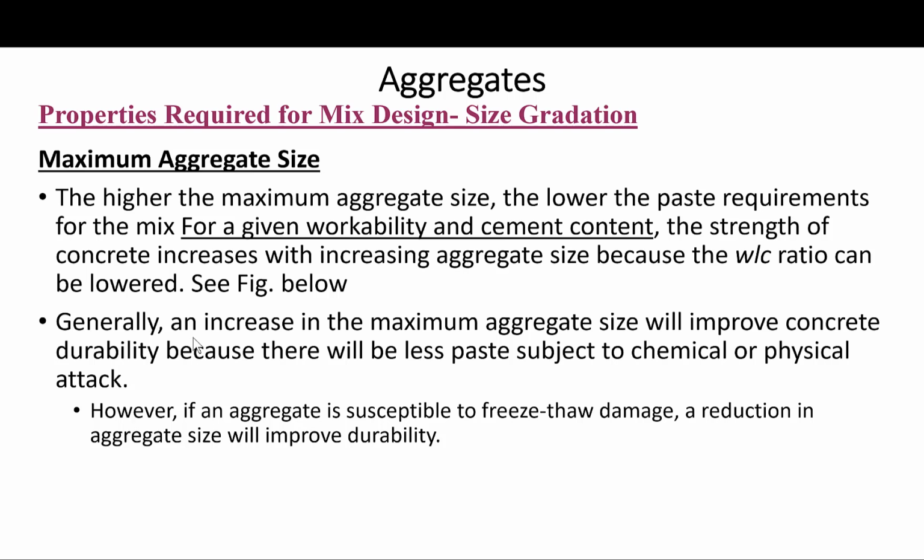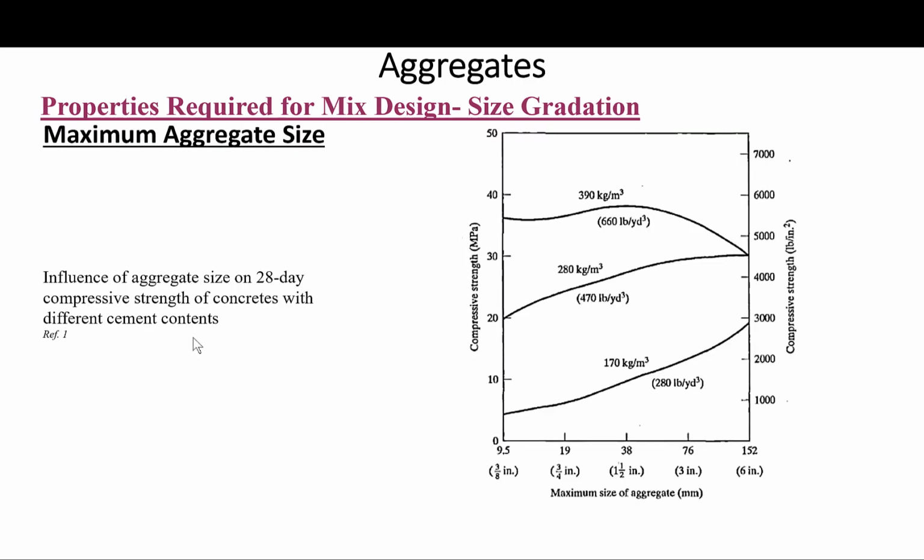Okay, so let's continue about the maximum aggregate size. The higher the maximum aggregate size, the lower the paste requirements for the mix. Refer back to those earlier schematics I've shown. For a given workability and cement content, the strength of concrete increases with increasing aggregate size because the water-cement ratio can be lowered, as we will see on this figure.